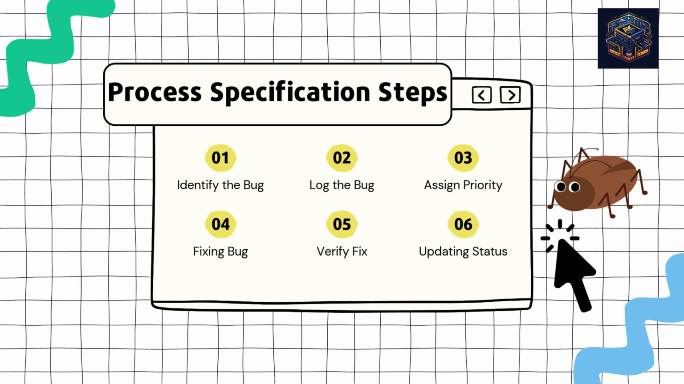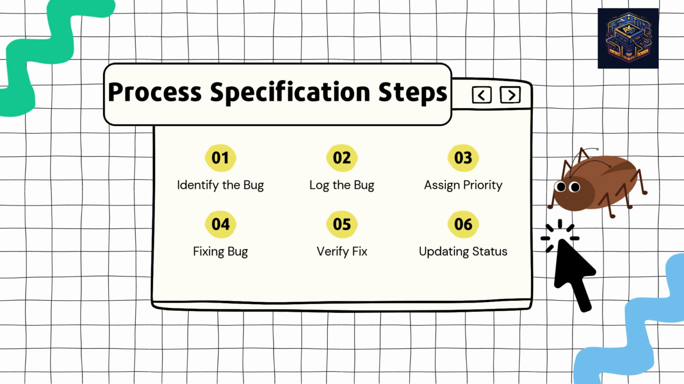Step 5. Verifying the fix. Once the bug is fixed, the developers verify the solution to ensure that the bug has been completely resolved and the software is functioning as expected. Step 6. Updating the status of the bug. Finally, the status of the bug is updated to reflect that it has been fixed. This update informs the manager and the team that the issue has been successfully resolved.